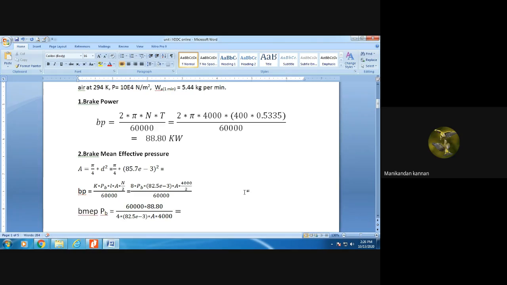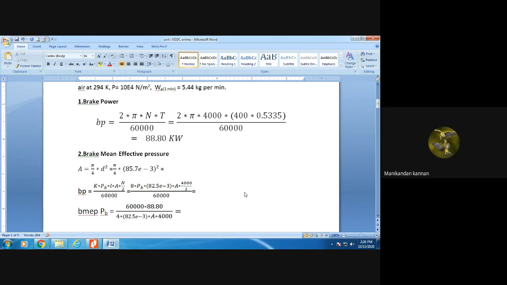Sir, 10 to the power 3 whole square, so it comes out larger, sir. Which one? E power minus 3. It will be less only. E power plus 3 means it is not at all possible. That type of cylinder is not at all possible. Okay. E power minus 3, I am converting to meter.